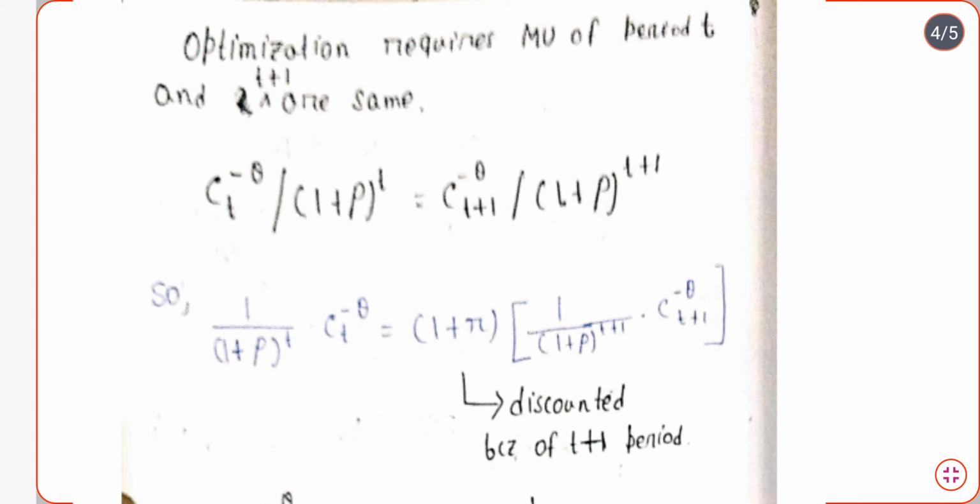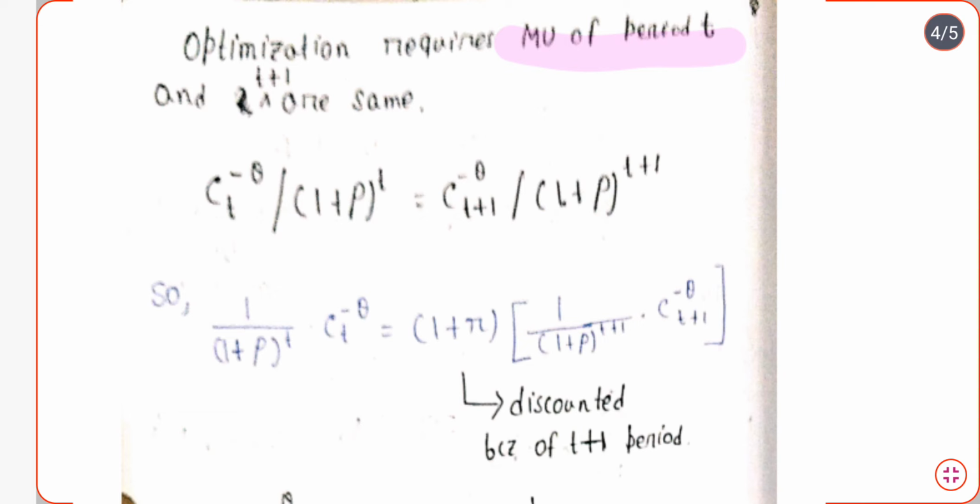Now in the case of optimization, we know that the marginal utility of all the periods is supposed to be the same. So obviously the marginal utility of the t period and the marginal utility of the t plus 1 period are supposed to be the same. So ct^(-theta) divided by (1 + rho)^t and c(t+1)^(-theta) divided by (1 + rho)^(t+1), these two are also supposed to be the same. When these two are the same, we put it into the equation and try to discount this part.